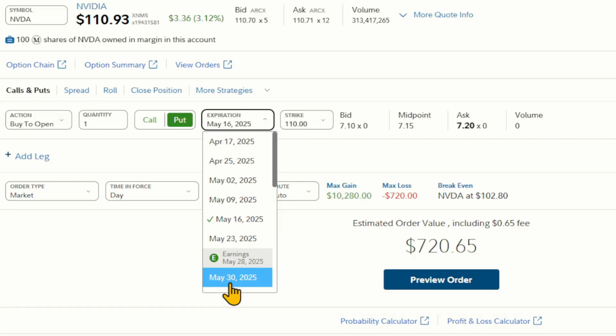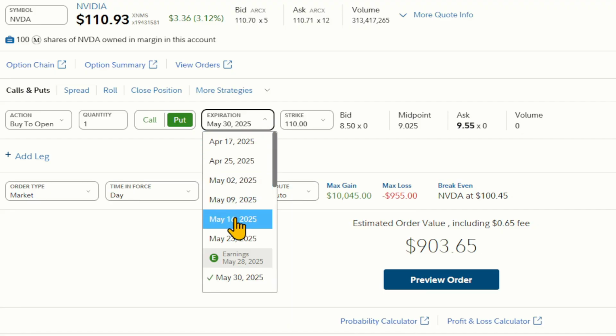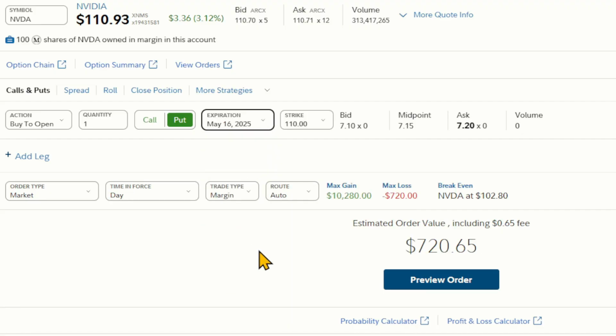How much will that increase the cost of this put option? My guess is this is going to go up to $1,200 or $1,300 just because I'm adding 2 weeks and I'm going across to earnings. Let's see. And actually not too bad. $903. I thought that would actually be more of a dramatic increase. Well, let's just stay with May 16th for consistency.